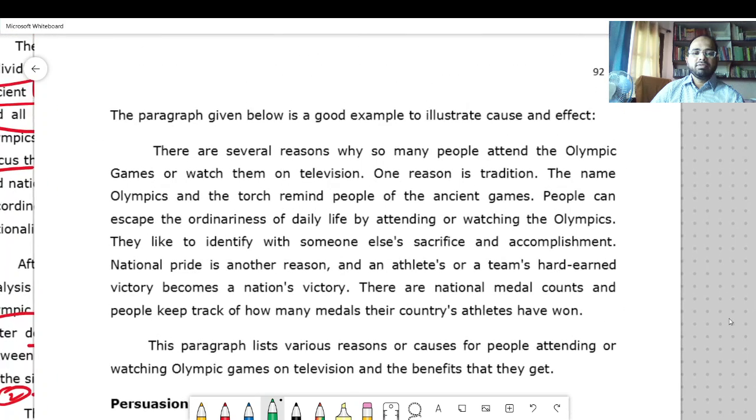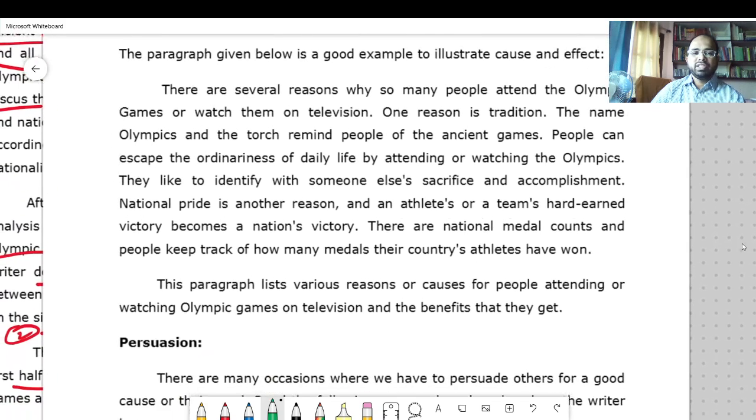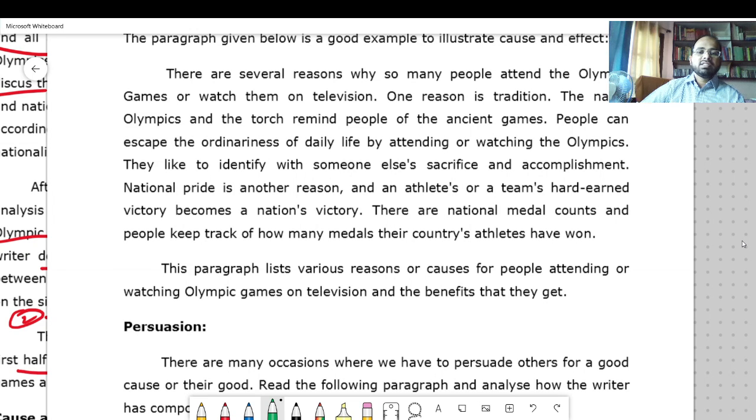The paragraph below is a good example to illustrate the cause. There are several reasons why so many people attend the Olympics. So many people attend the Olympics games and watch them on television.